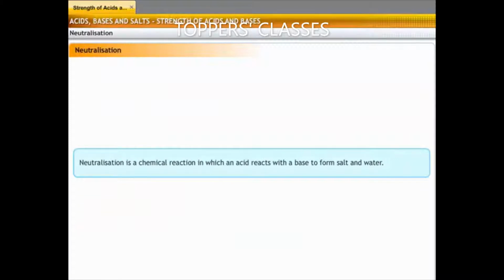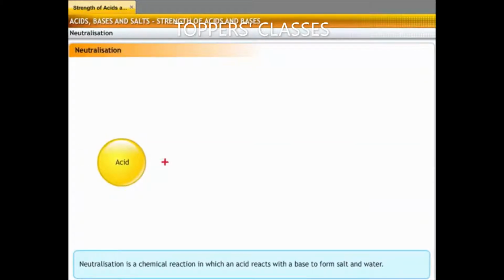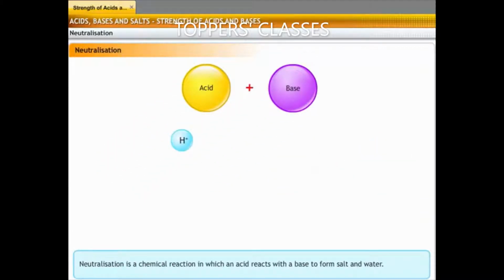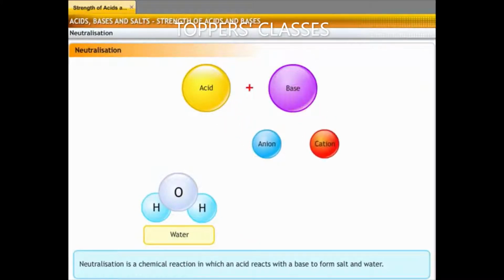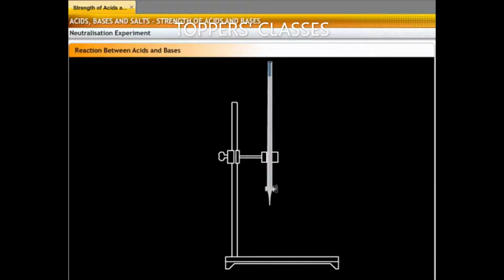Neutralization is a chemical reaction in which an acid reacts with a base to form salt and water. In this process, a hydrogen ion of the acid combines with the hydroxide ion of the base to form a water molecule. The anion of the acid combines with the cation of the base to form a salt. Let's explore this concept further through an experiment.